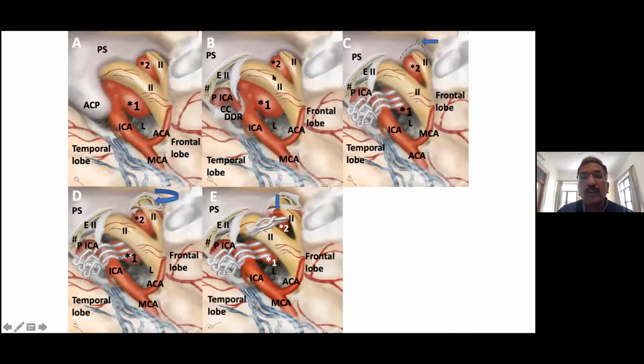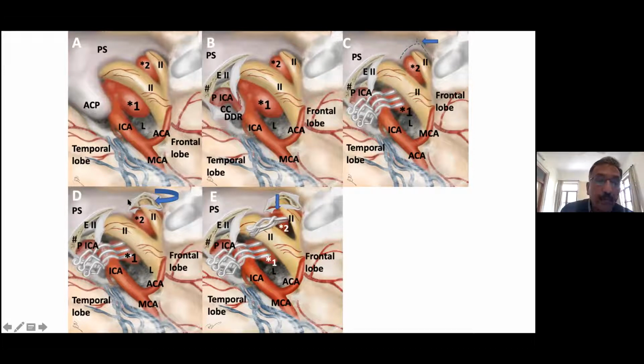So this was one giant aneurysm with a wide neck, which was ipsilateral. And this was another aneurysm on the opposite side. Using fenestrated clips, we first reconstructed the ICA and clipped the aneurysm on the ipsilateral side.